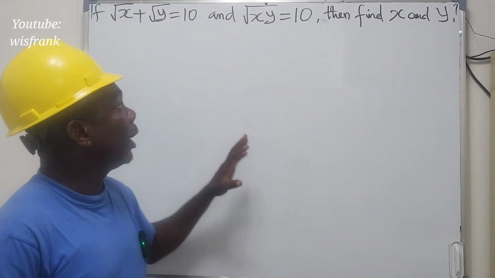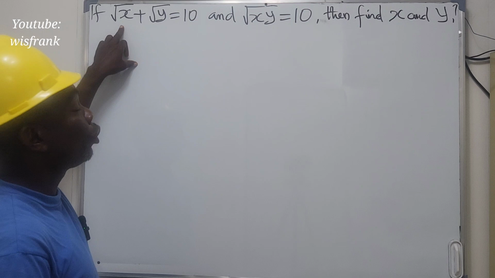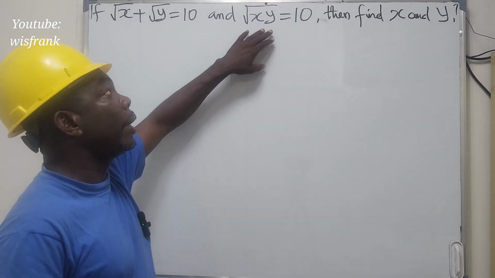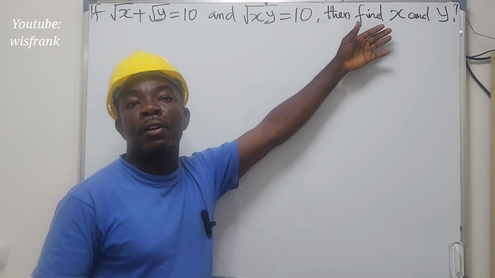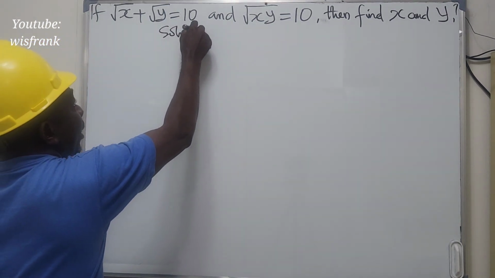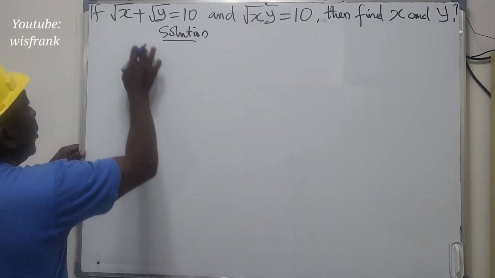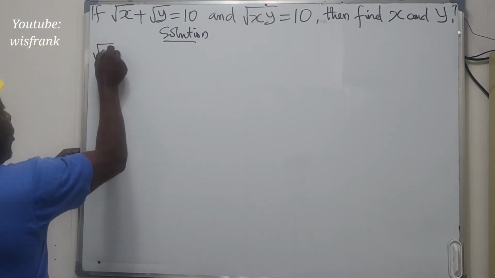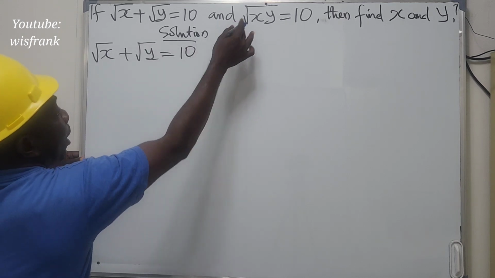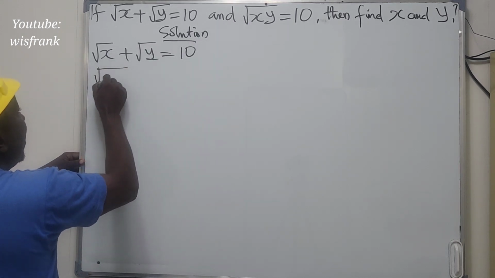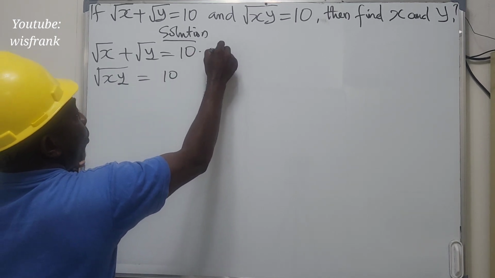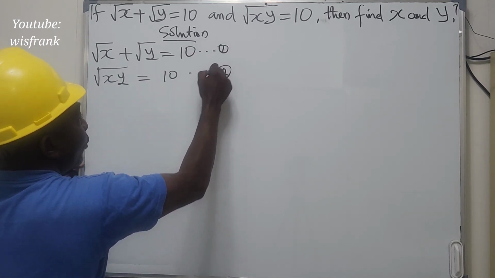For today, we are looking at this question, and it says if root x plus root y equals 10 and root xy equals 10, then find the value of x and y. So from here, we are going to find the value of x and y from the given equations, which is square root of x plus square root of y equals 10. And we are also given square root of xy equals 10. Let's call this equation 1 and call this equation 2.